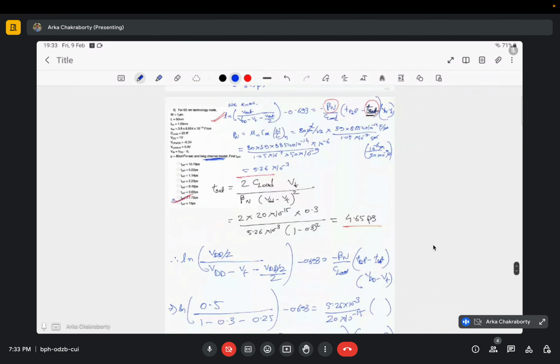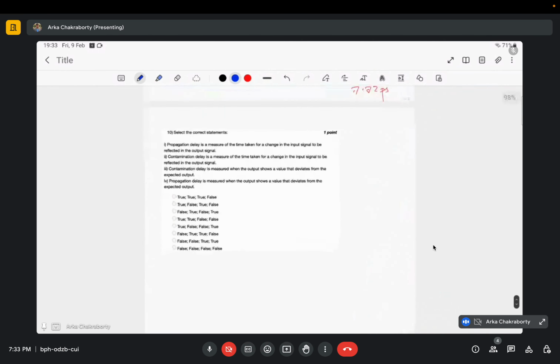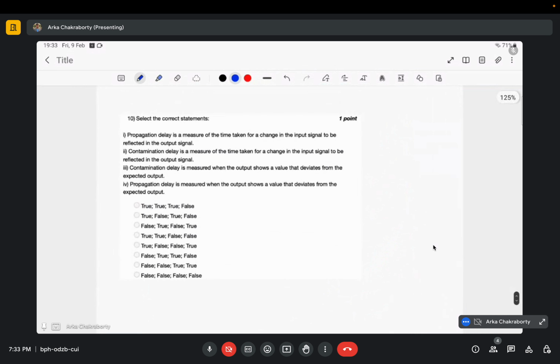No questions. Okay, let's move forward to our last question of the day. Question number 10. Again, select the correct statement, true or false. First of all, what they've asked: propagation delay is a measure of the time taken for a change in the input signal to be reflected in the output signal. Sir has already told what propagation delay and contamination delay are, but let me quickly go through it.